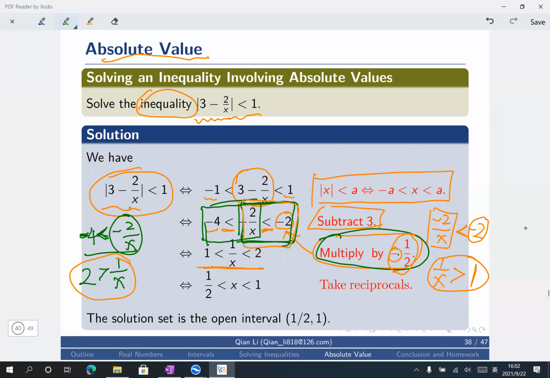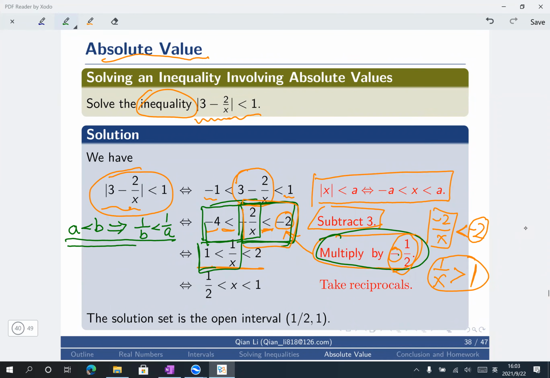Also let's see the left inequality. The left inequality is 1 smaller than 1 over x, right? And then let's see this. Can you remember these orders? If A is smaller than B and A, B are positive numbers, it implies 1 over B is smaller than 1 over A. This is the order property we studied in the previous lessons.